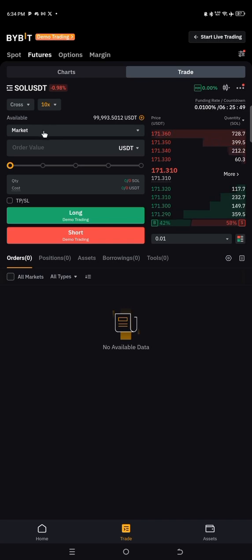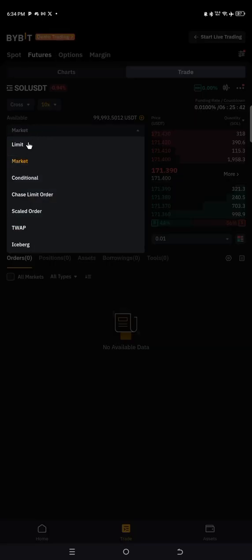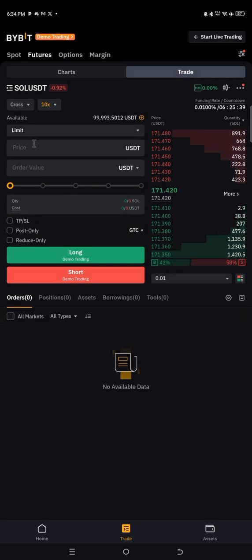So the market order is telling me that I'm entering the market at this current price. That's market order. Then here we have the limit order. The limit order is saying that since I don't want to enter the market at this current price, let me set the price at which I want to enter the market. So either I want to short or I want to long.